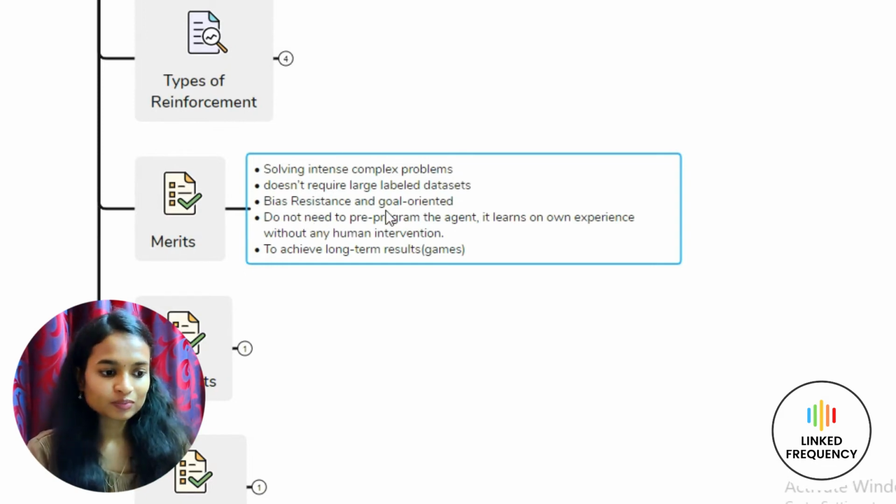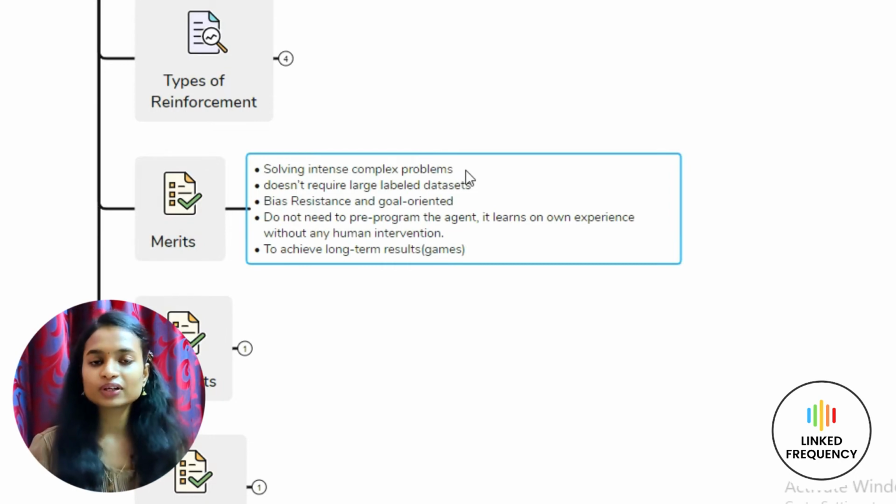And goal oriented. So for example, to be specific, there were so many robots which would only play soccer or which would only walk. These kinds of agents you can use to perform a specific task or a specific goal-oriented activity.